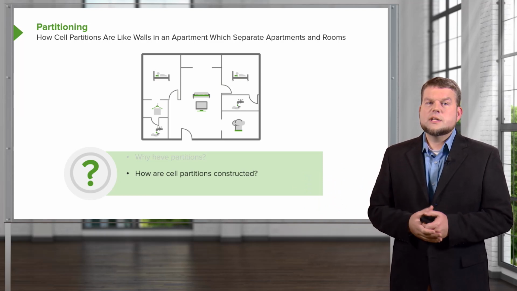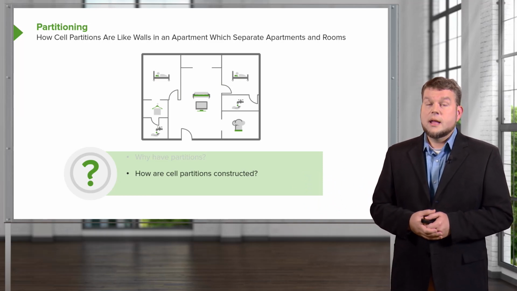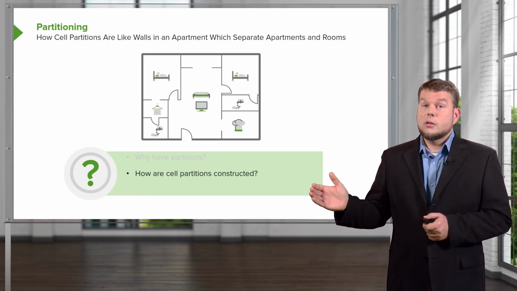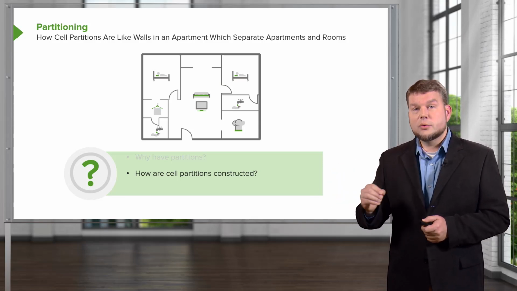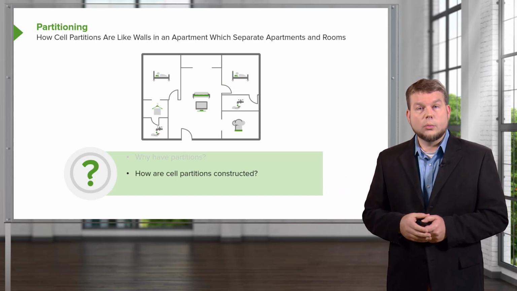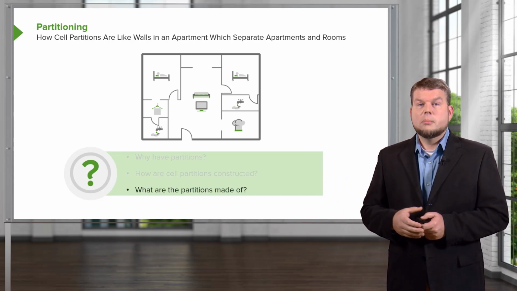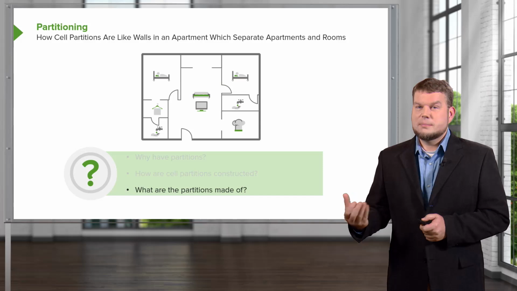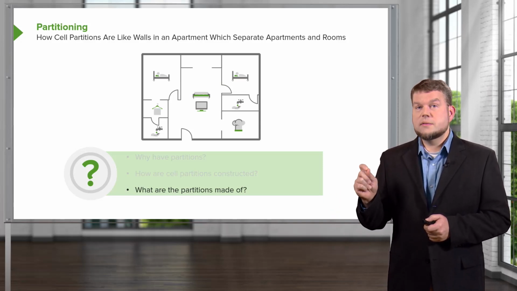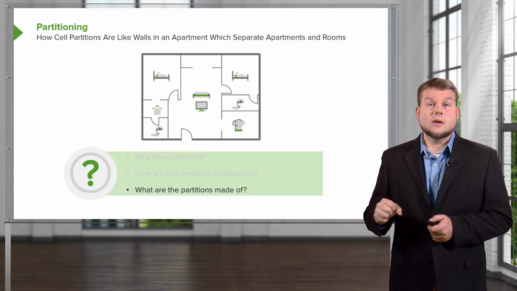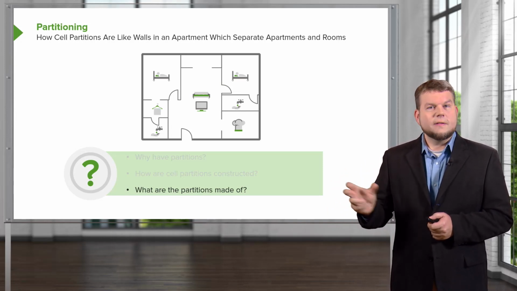So how are these particular partitions constructed? Well, you're going to have inner walls and outer walls. And as you know, usually you have thicker outer walls than you will have inner walls. But what are these particular membranes made of? So we'll spend a couple minutes talking about how they're specifically made up, what their sizes are, and how that structure affects its function.